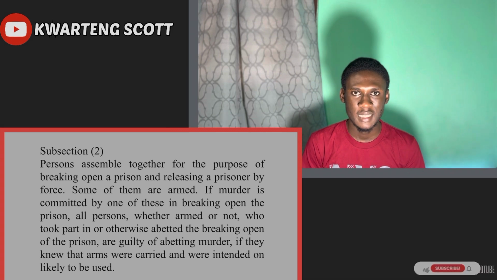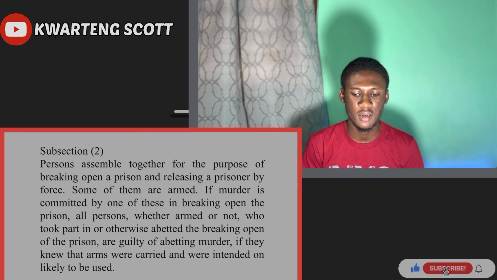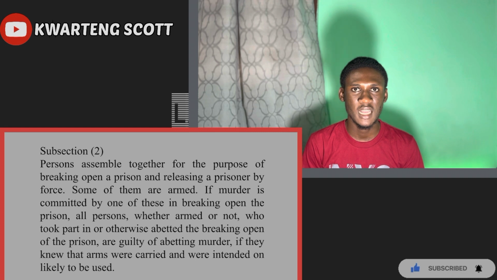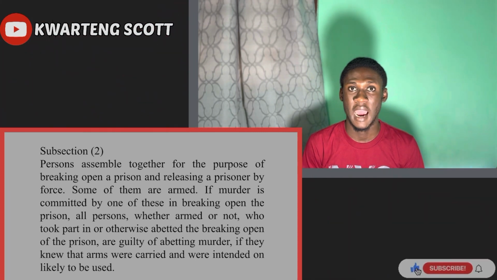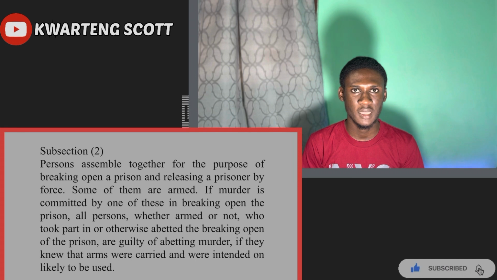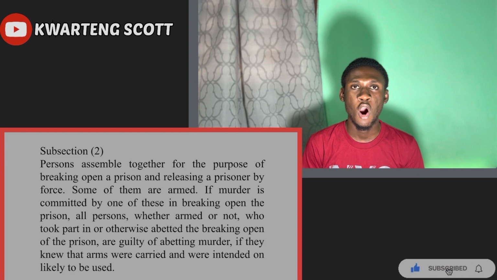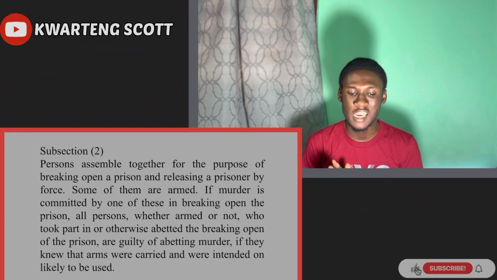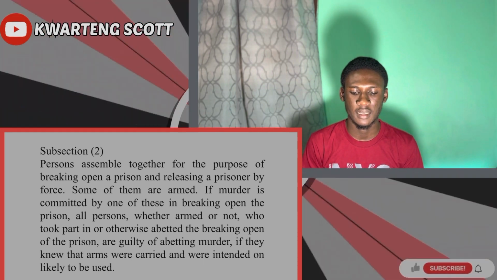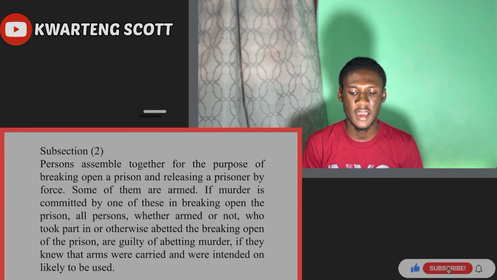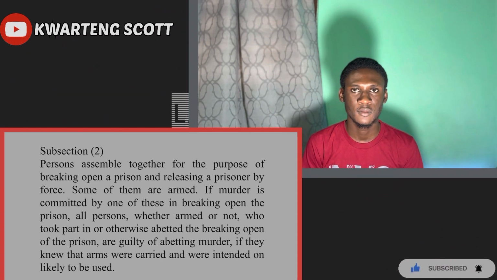It says that persons assemble together for the purpose of breaking open a prison and releasing a prisoner by force. Some of them are armed. If murder is committed by one of these in breaking open the prison, all persons, whether armed or unarmed, who took part in or otherwise abetted the breaking open of the prison are guilty of abetting murder, if they knew that arms were carried and were likely to be used.